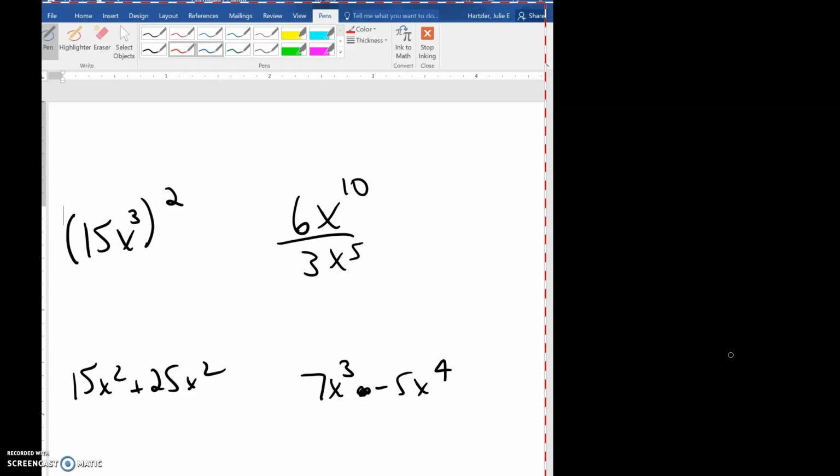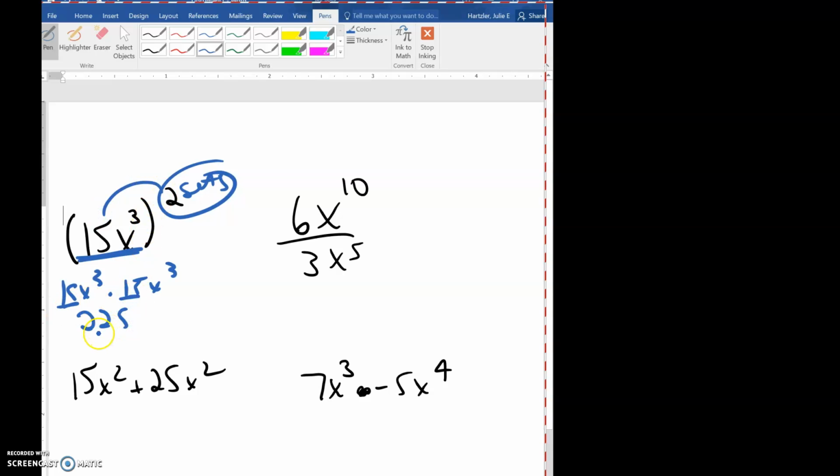Who knows? Okay, so this one means you have 2 sets of this factor. So you have 15x cubed times 15x cubed. And again, when you multiply, things change. So I get 225. Numbers are normal. 15 times 15, or 15 squared, is that. And I have 2 sets of x to the third. So that would be x to the 6.